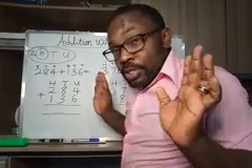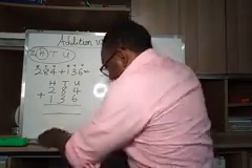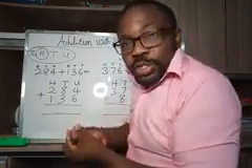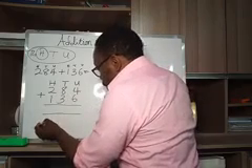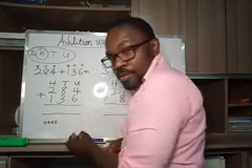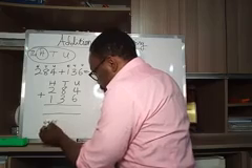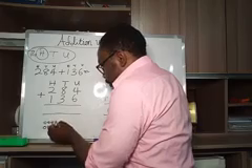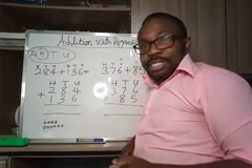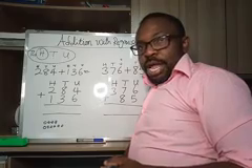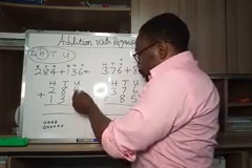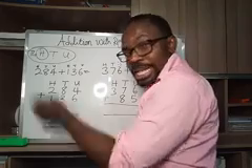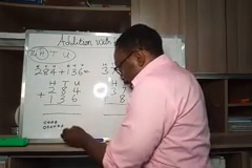Or I could just go with strokes or golden beads. Okay, 4 golden beads: 1, 2, 3, 4. Plus 6 golden beads: 1, 2, 3, 4, 5, 6. All together: 1, 2, 3, 4, 5, 6, 7, 8, 9, 10. So I have 10. So what happens? Now, 4 plus 6 gives me what? 10.